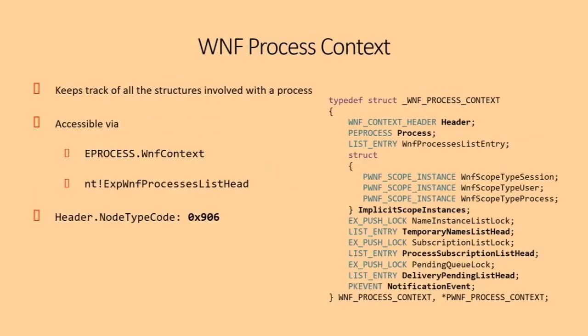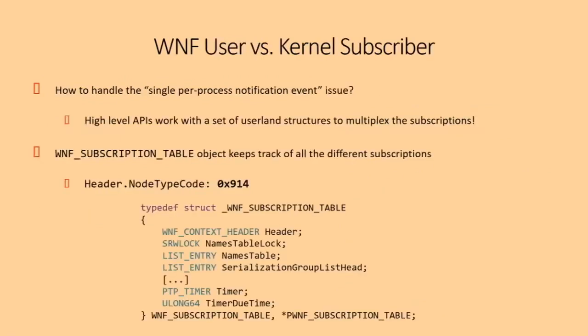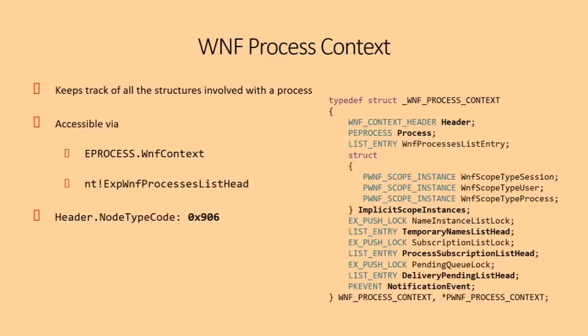Okay, the last structure in the kernel I will present is the process context. In fact, it's a structure that keeps track of all the different objects related to a process. And you can find it in the EPROCESS object. So, you may notice that the last field is actually the notification event. That means you can have just one event, as Alex told you.